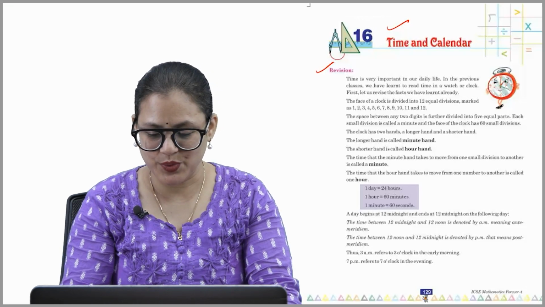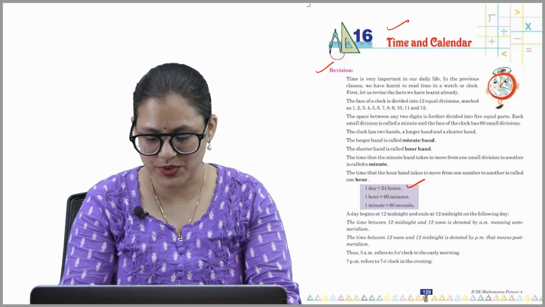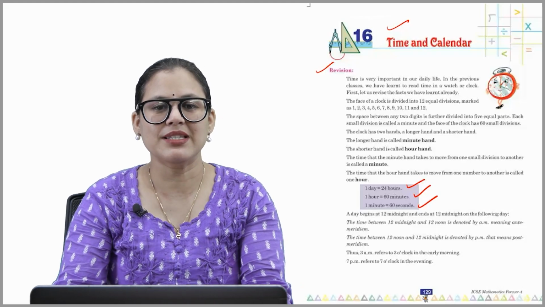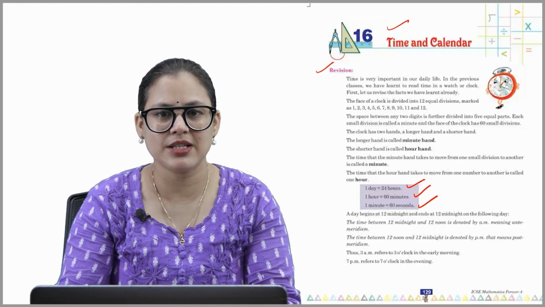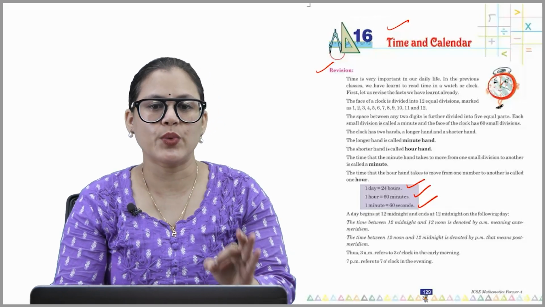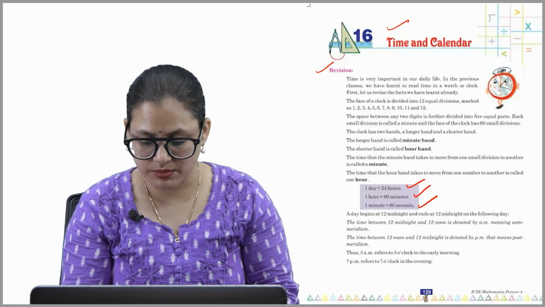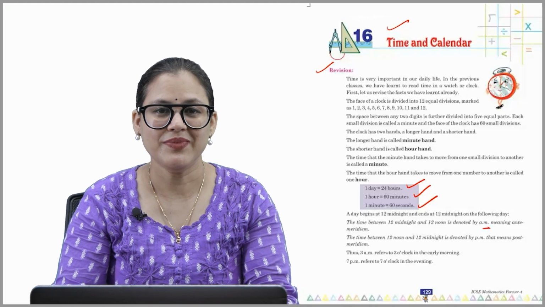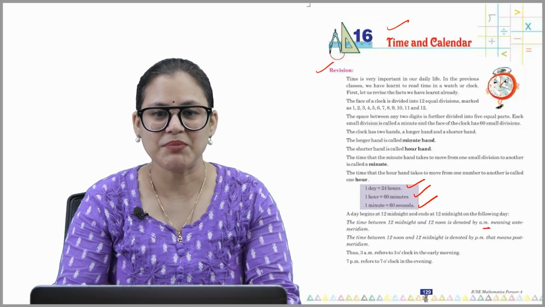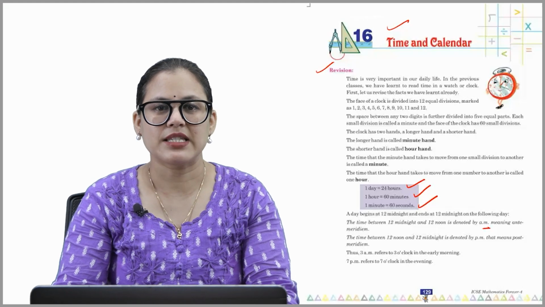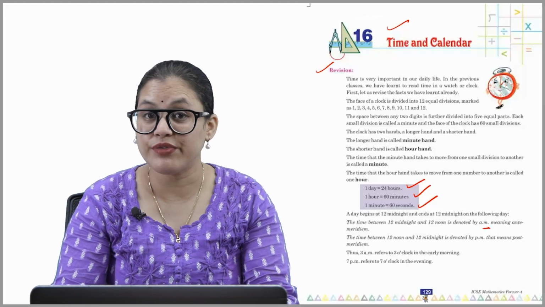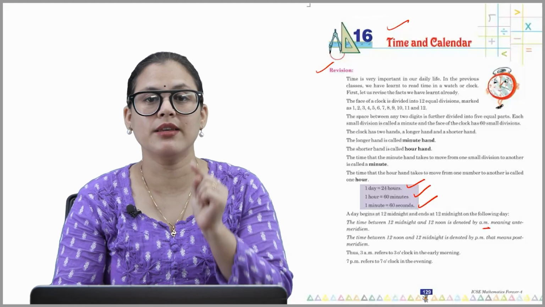So 1 day is equal to 24 hours, 1 hour is equal to 60 minutes, 1 minute is equal to 60 seconds. A day begins at 12 midnight and ends at 12 midnight on the following day. The time between 12 midnight and 12 noon is denoted by AM, meaning ante-meridian. And time between 12 noon and 12 midnight is denoted by PM, that means post-meridian. Thus 3 AM refers to 3 o'clock in the early morning, 7 PM refers to 7 o'clock in the evening.